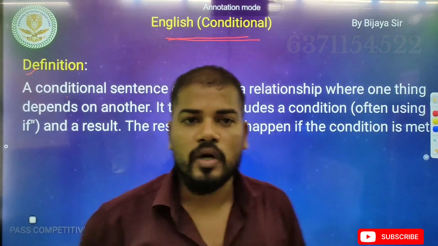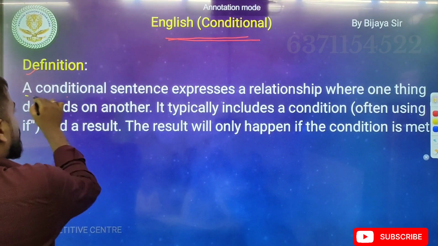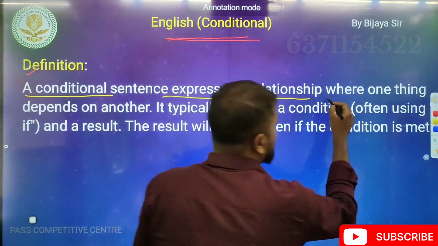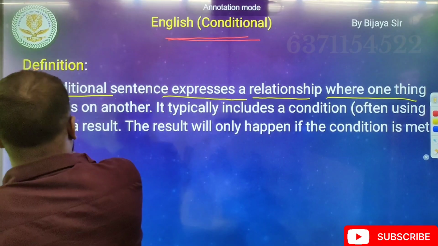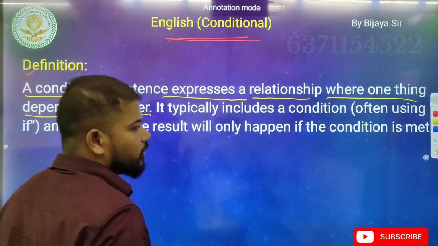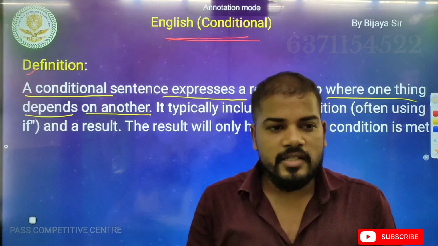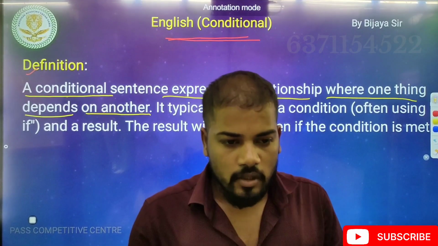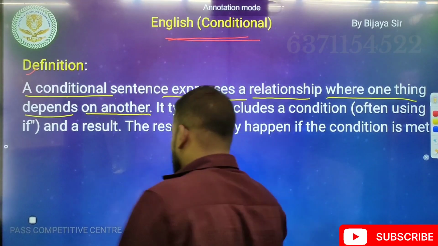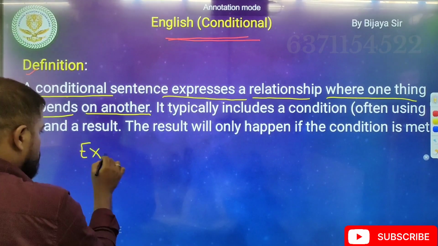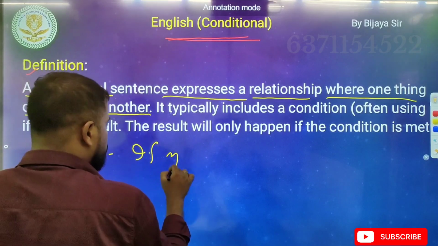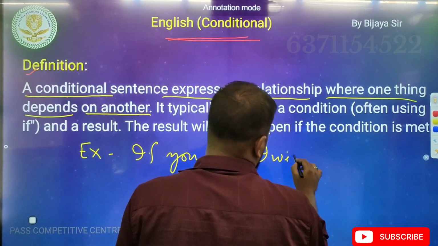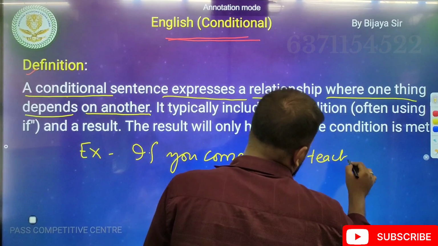Dear students, try to understand the definition. A conditional sentence expresses a relationship where one thing depends on another. In a very simple way, conditional is a kind of sentence where one part of the sentence is dependent on the other part of the sentence. Suppose I tell you, let me give you an example, dear students. If you come, I will teach you.